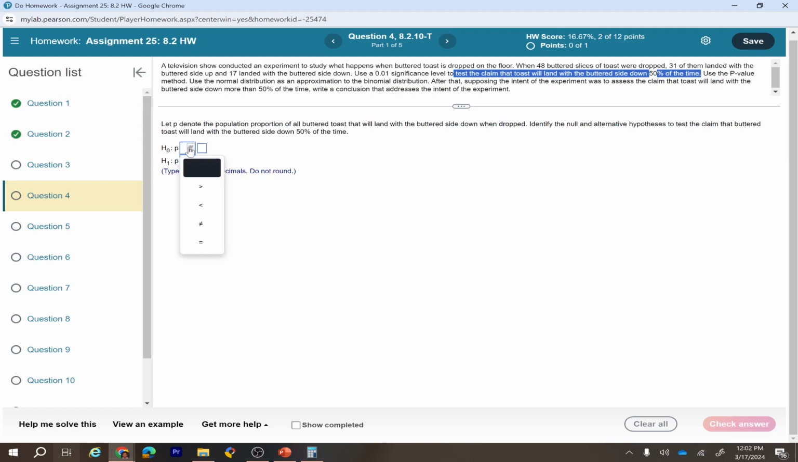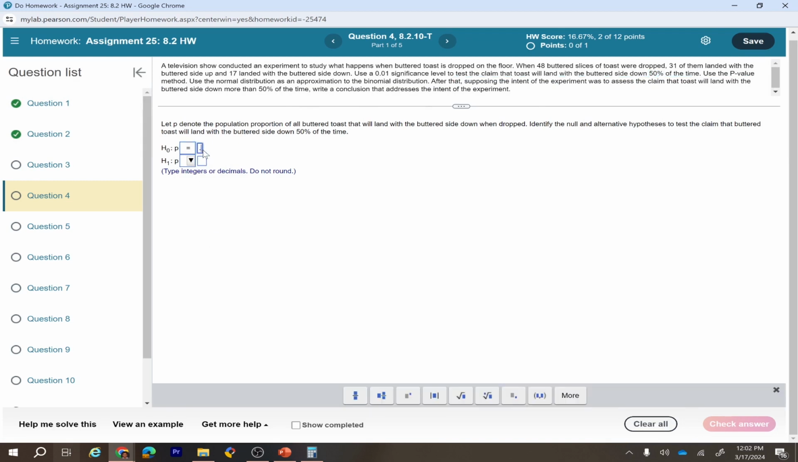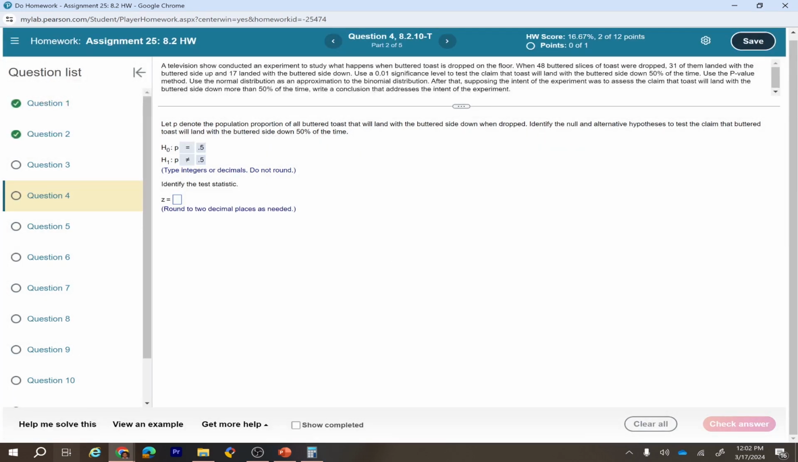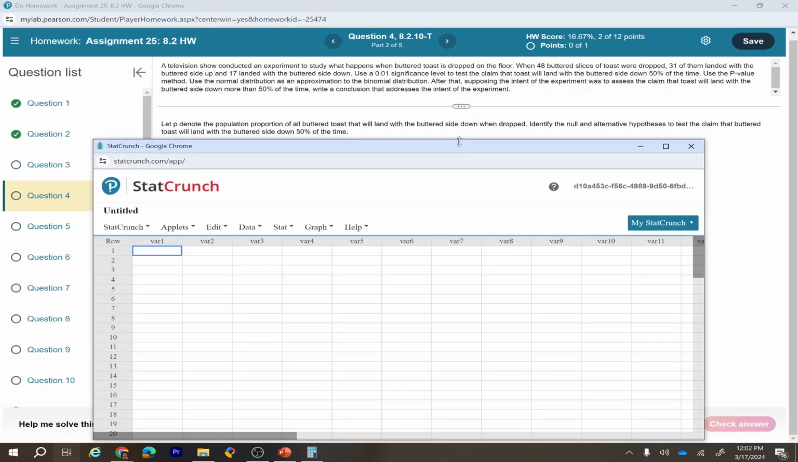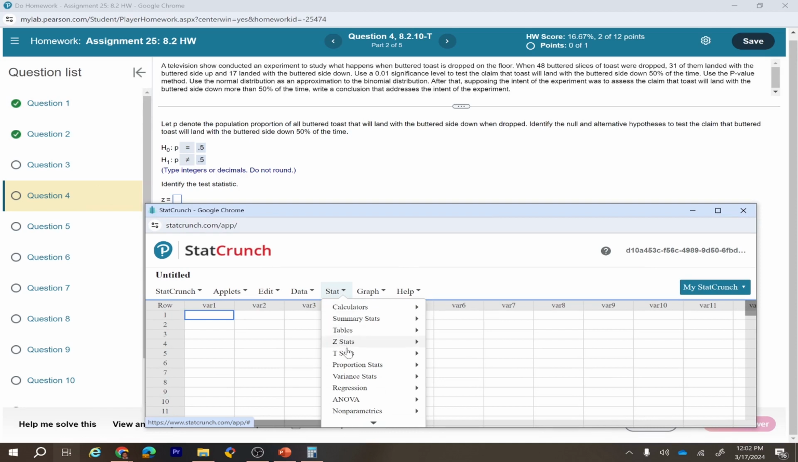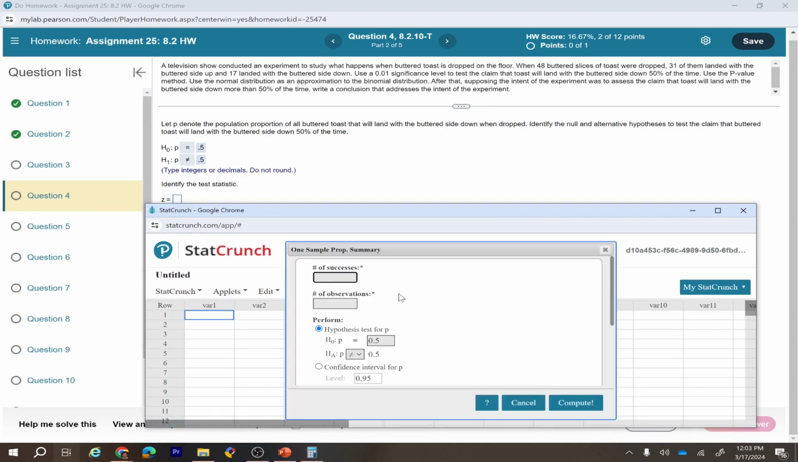So the claim is the proportion is supposed to be 50%, and the alternative is not 50%. Okay, so that's the first thing. Well done. What is the test statistic? To solve this type of problem, you can just go to StatCrunch and fill out the information as I did in the previous problem. Go to Stat, Proportion Stat, One Sample with Summary, and look here. Out of 48 buttered slices, we want to check for butter side down. So 31 of them landed with the butter side up. So how many of them landed down?